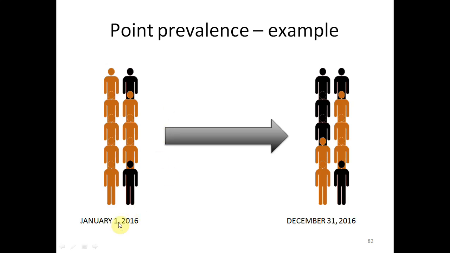On Jan 1st, 2016, two people are diseased. On Jan 31st, five people are in the disease category. So on Jan 1st, prevalence is 2 by 10, that is 1 by 5, or 0.2, or 20%. Here it will be 50%. It is the number of cases, 2, by total population, 10; here it is 5 by 10. So 20% and 50% will be the prevalence.